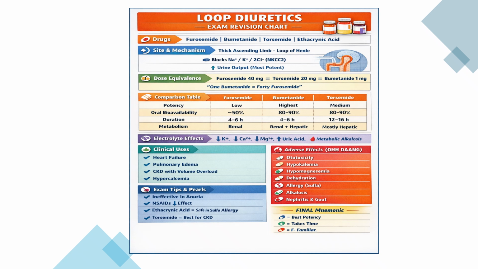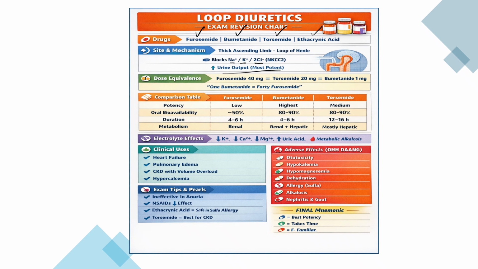So I'm going to tell you the important clinical roles which are associated with loop diuretics. First, the important drugs included in the loop diuretic class are furosemide, bumex (bumetanide), torsemide, and ethacrynic acid. The mechanism of action we all know: they act on the thick ascending limb of the loop of Henle and block the sodium-potassium-2-chloride co-transporter, which results in increased urinary output.